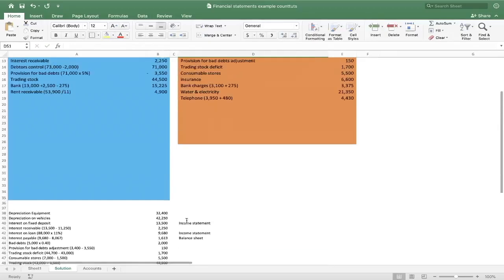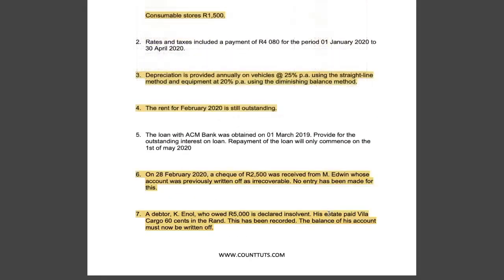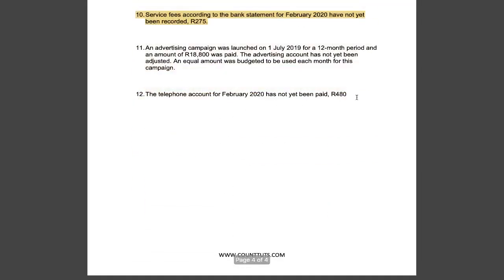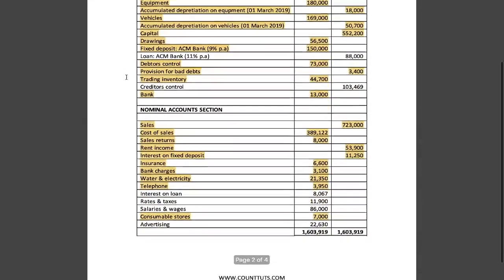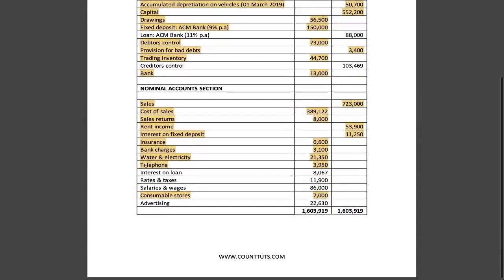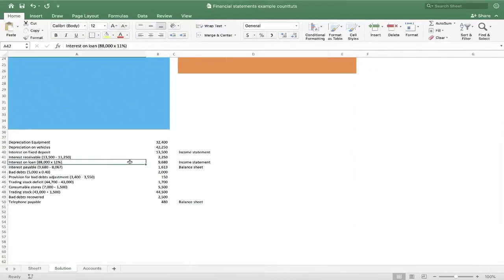Now that we have done that one, we can go and highlight the telephone account and go down to our additional information and make sure that we also highlight the additional information for telephone. Then we can go back up to the pre-adjustment trial balance. We have the interest on loan, which we should have highlighted. Remember, we had done it earlier on because we have already calculated it. As you can see down here, we have the interest on loan, which we had calculated.